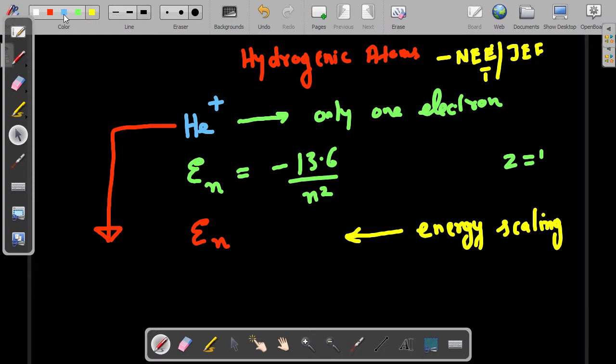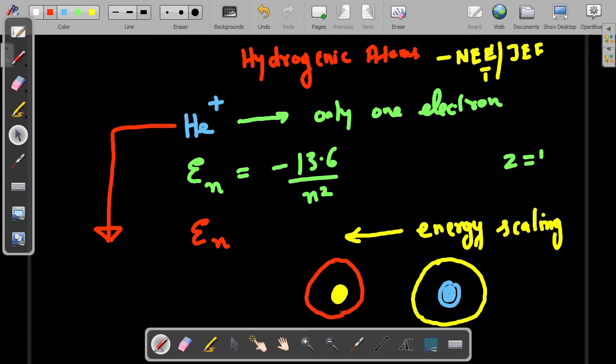Now, what is energy scaling? If you look into the helium nucleus, and then you look into the electron, the helium nucleus is actually more positive than the nucleus of the hydrogen. This is the nucleus of the hydrogen, and hydrogen has only one proton in it. So you have one proton here, but you have two protons here. This is helium and this is hydrogen. So Z is equal to 2.